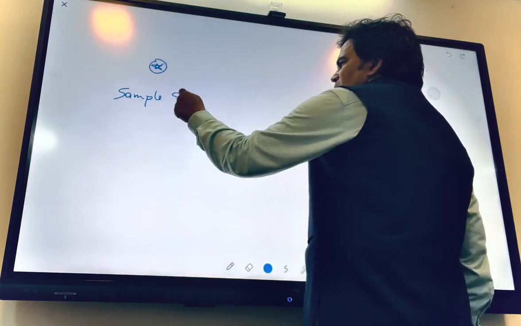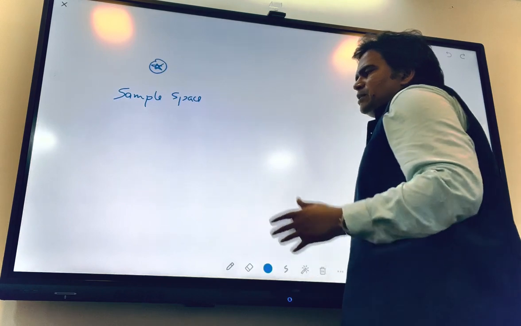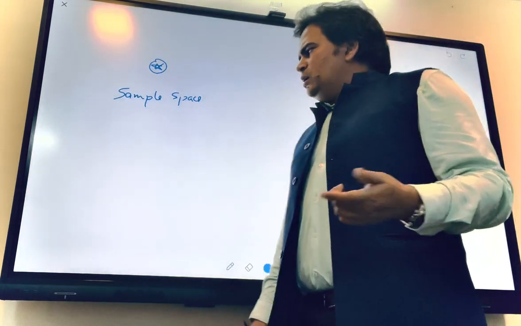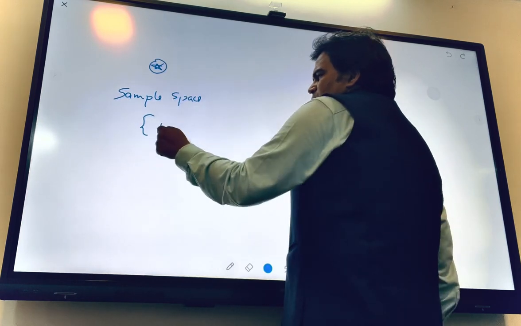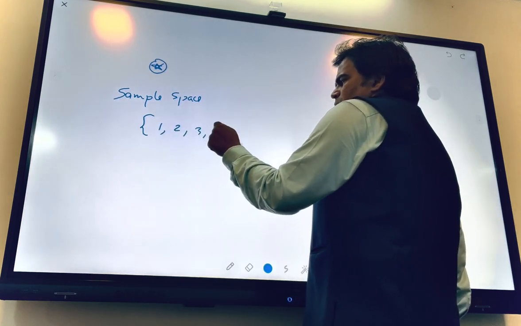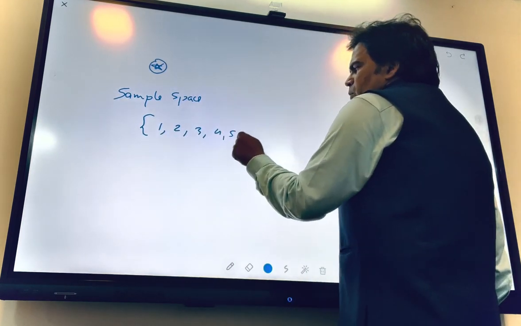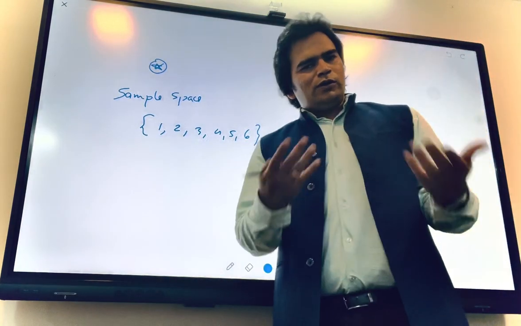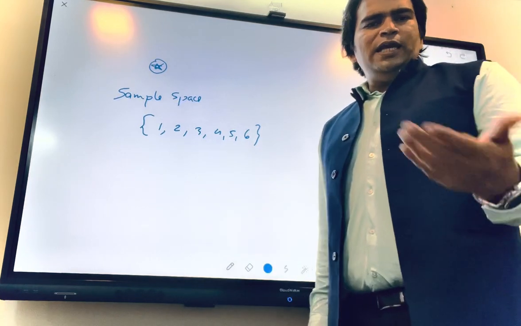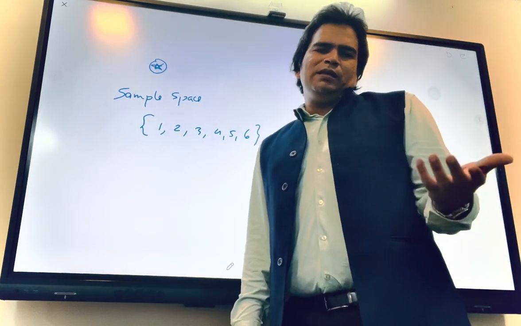Let me give an example of sample space. If you're rolling an unbiased dice, it can have these possible outcomes. So obviously this is your sample space. Similarly, if you're tossing a coin, head or tail is the sample space.